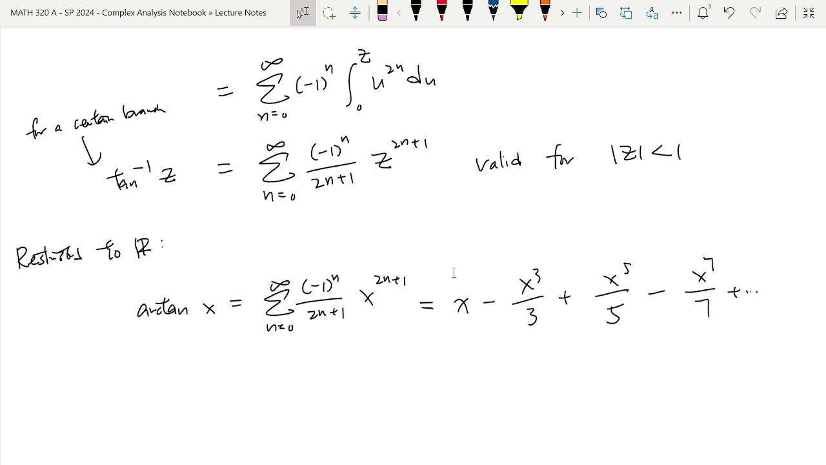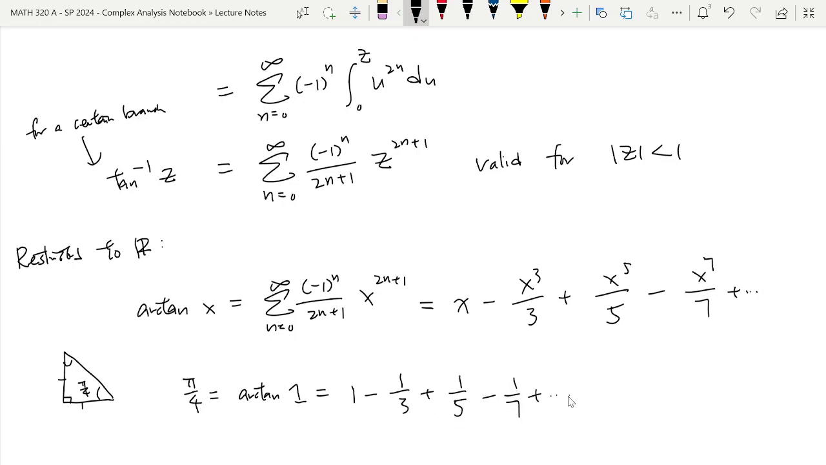Arctangent means the inverse of tangent in a triangle. So if you look at pi over 4, it looks like this. Right? These are the same. So tangent is opposite versus adjacent. For an isosceles triangle, the ratio is 1. So pi over 4 equals arctangent of 1, and now you have 1 minus 1 over 3 plus 1 over 5 minus 1 over 7, and so on.